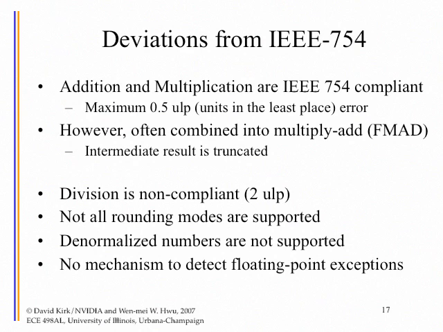And then not all the rounding modes are supported in IEEE. For those of you who are familiar with the IEEE standard, there are actually 5 rounding modes: round to the positive infinity, round to the negative infinity, round towards 0, round towards the outside, and round to the nearest without bias. There are 5 of those modes, and this particular one only supports round to the nearest without bias. Denormalized numbers are not supported, as we said, so you just flush to 0. And there is no mechanism to detect floating point exceptions.